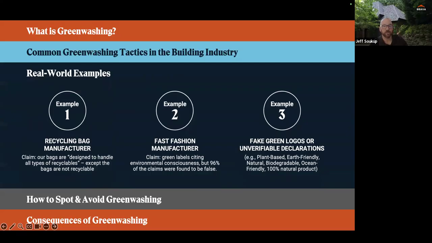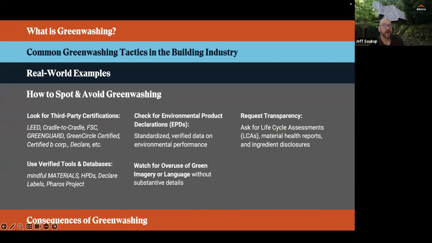Some real world examples. I won't beat you over the head with this, but fast fashion, you could probably Google and figure out which one this was, but really making green label claims. And once somebody investigated it, all of them fall apart, 96%. Fake green labels, again, a big challenge. And then, a trash bag manufacturer saying, hey, this is designed to handle all types of recyclables, but the bag is not recyclable itself.